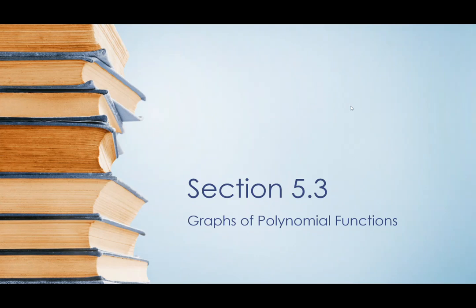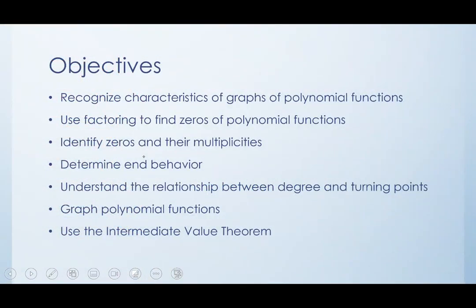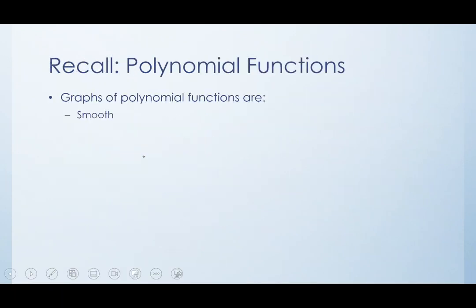All right, so we're focusing on graphs of polynomial functions. Specifically, we're going to look at recognizing characteristics of graphs of polynomials, factoring to find the zeros of polynomials, looking at end behavior, finding those zeros and their multiplicities, understanding the relationship between the degree and the turning points, and the multiplicity and what happens around the zeros, and the intermediate value theorem. A lot of this stuff was introduced in the prior section, so we're going to just go into a little more detail here.